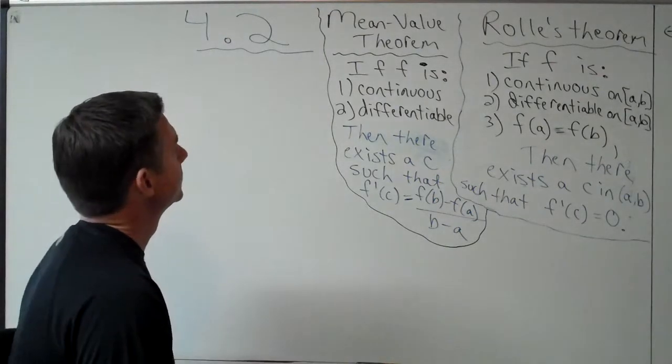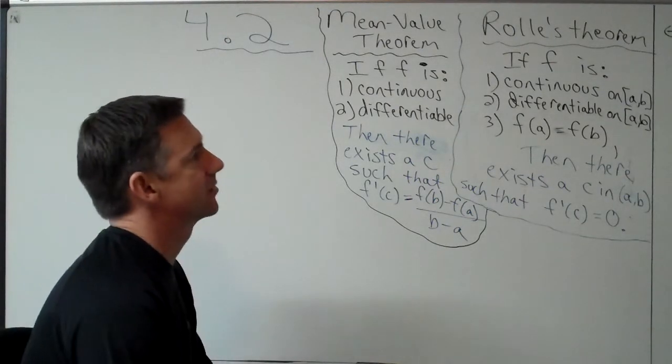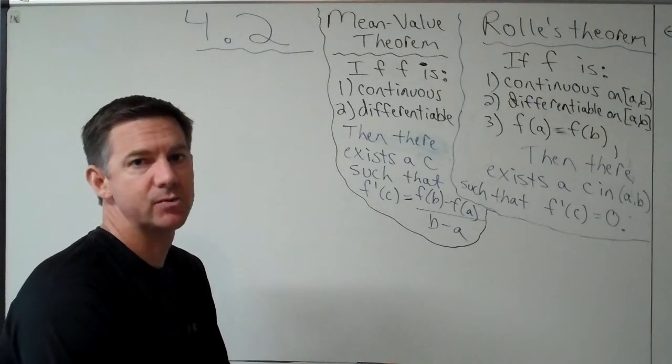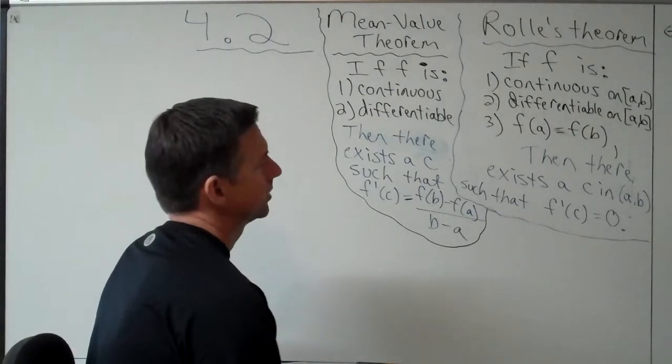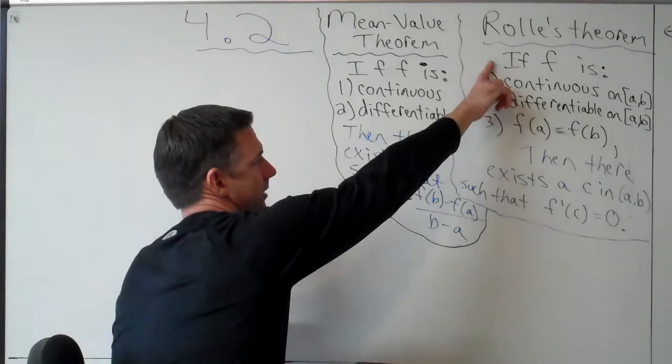Alright, so this is 4.2, mean value theorem. It has a little Rolle's theorem in there as well. So first I want to point your attention to Rolle's theorem, this one here.